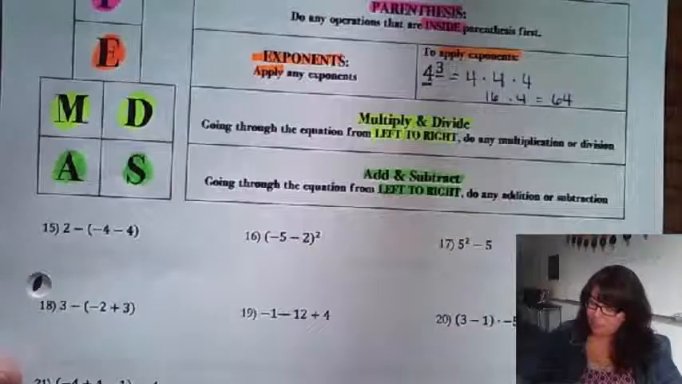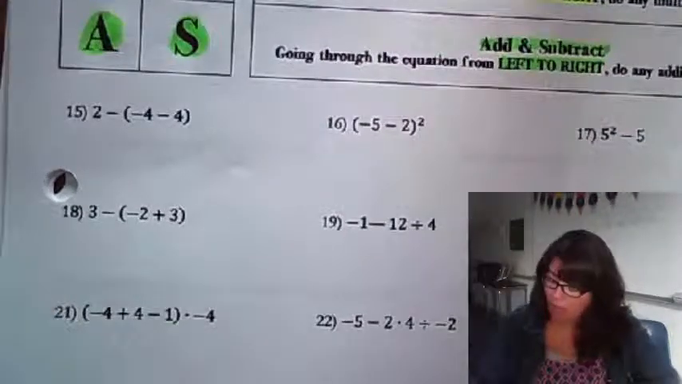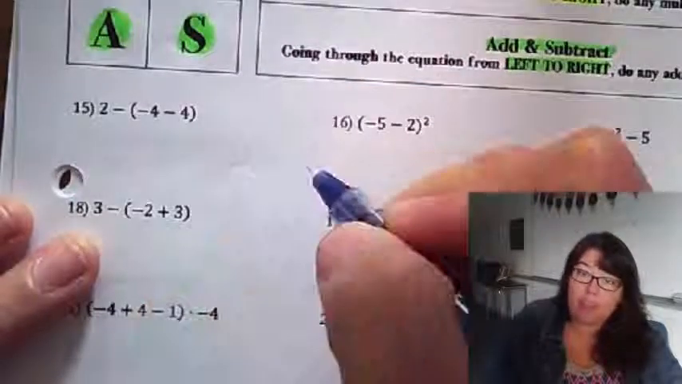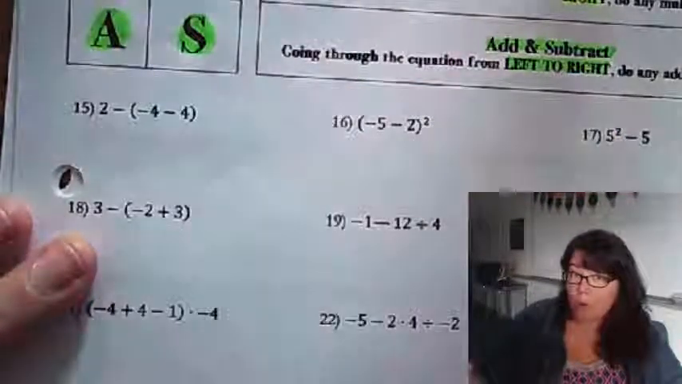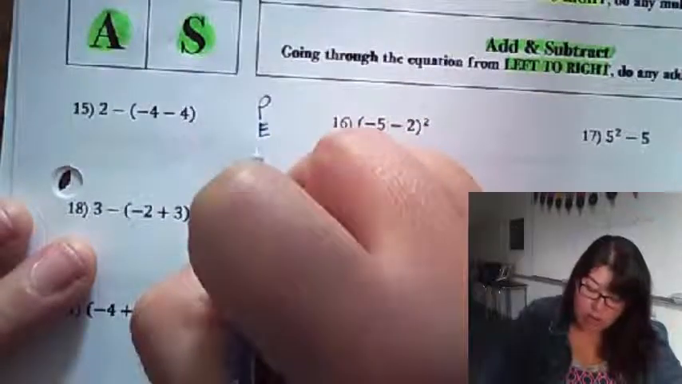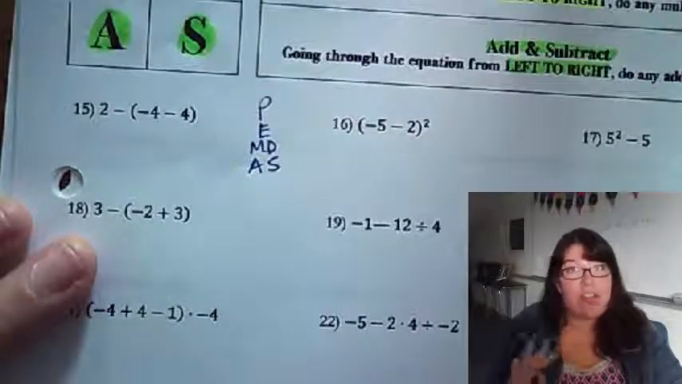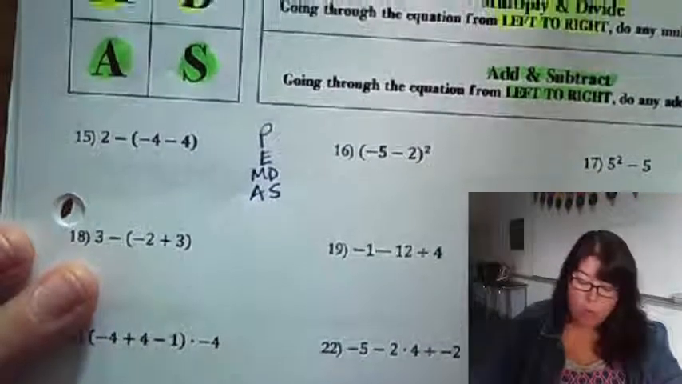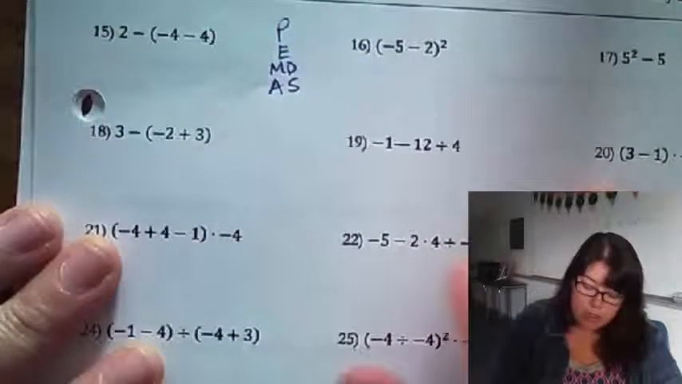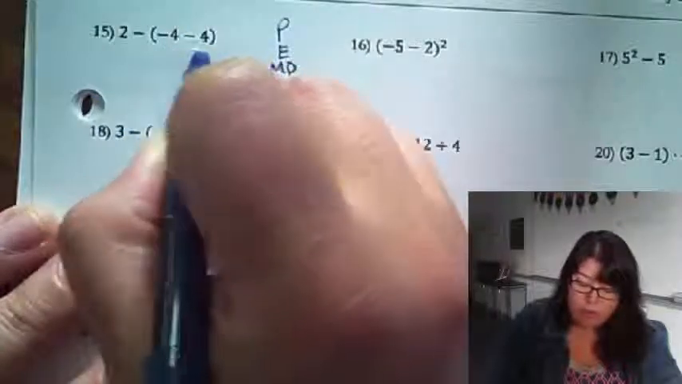Now, let's take a look at some examples. Shall we? I think we shall. The first thing I want you to do is anytime you're tackling a big problem like this where you're going to have to do more than one operation at a time, I want you to write your order of operations over to the side. That's going to help you keep it straight until you get used to this. So we're going to start, of course, with parentheses. Do I have any parentheses? I do.